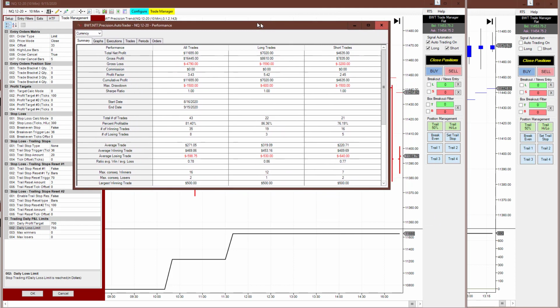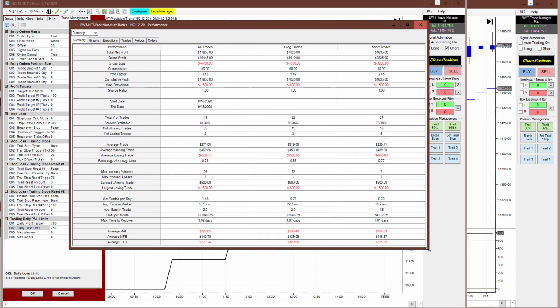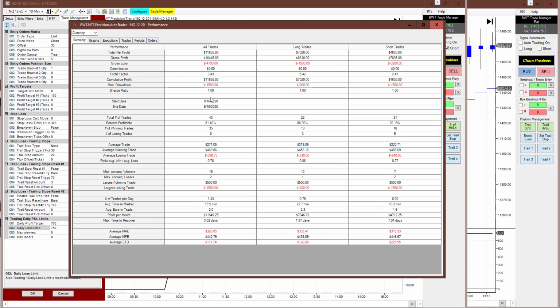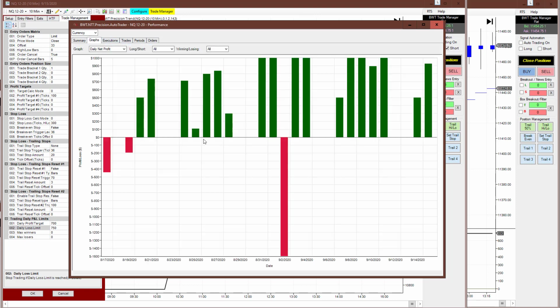Let's look at the stats on the backtest, and I'll show you how I arrive at why I chose the settings I did. So the backtest numbers are really solid. 80% winning trades, only 2 max consecutive losers, 16 winners, really great profit factor, and max drawdown matches my stop loss, $1,500. So here's the daily graph, and here's that $1,500 stop loss on the second. Now, what really should have happened is it should have gone to 750, not 1,500, and so let's look at that.